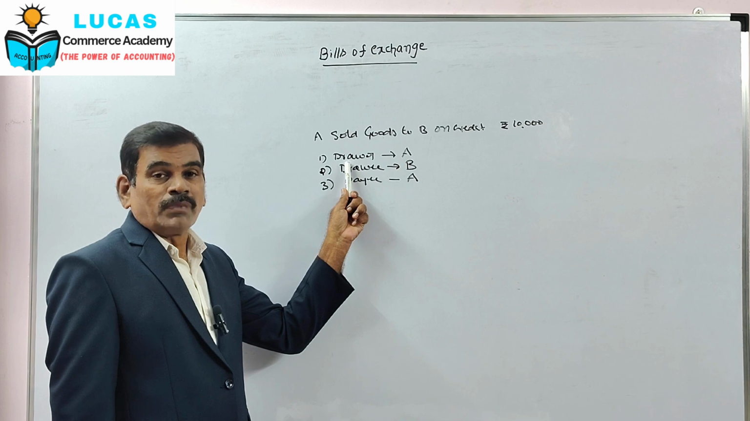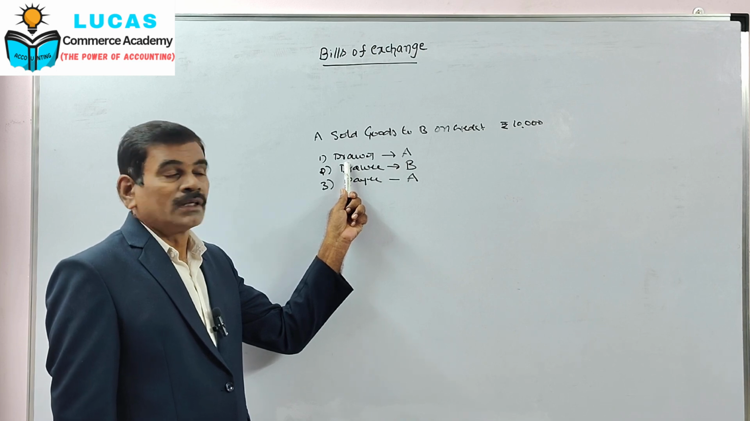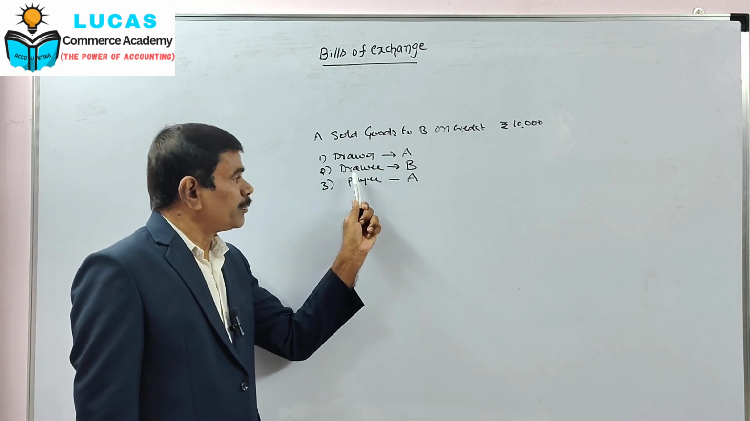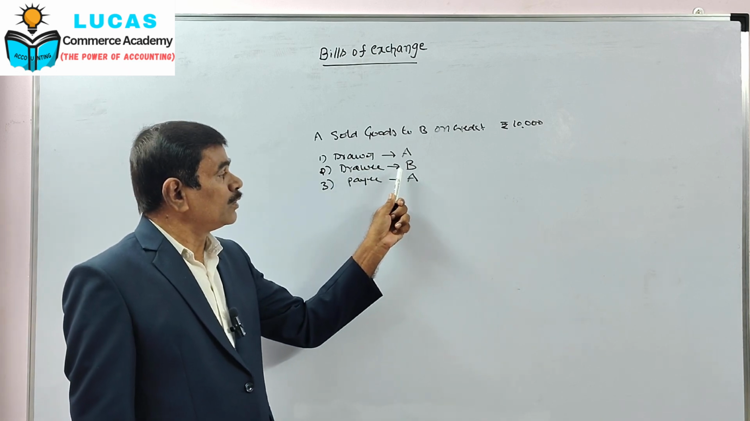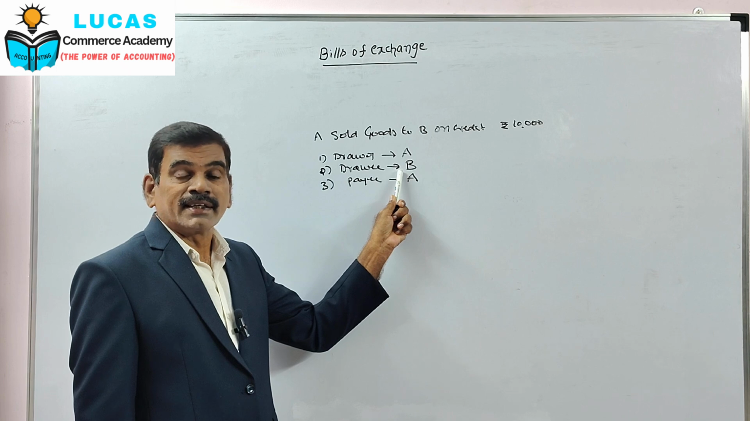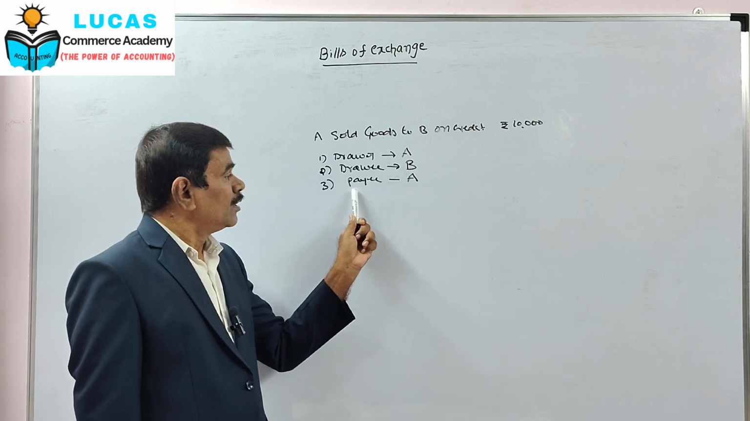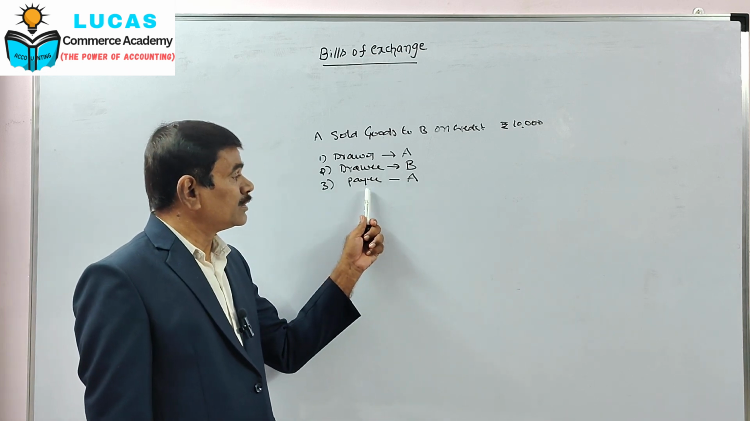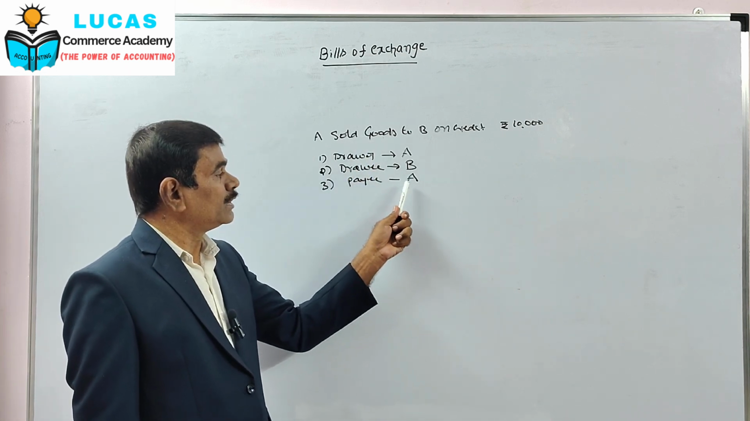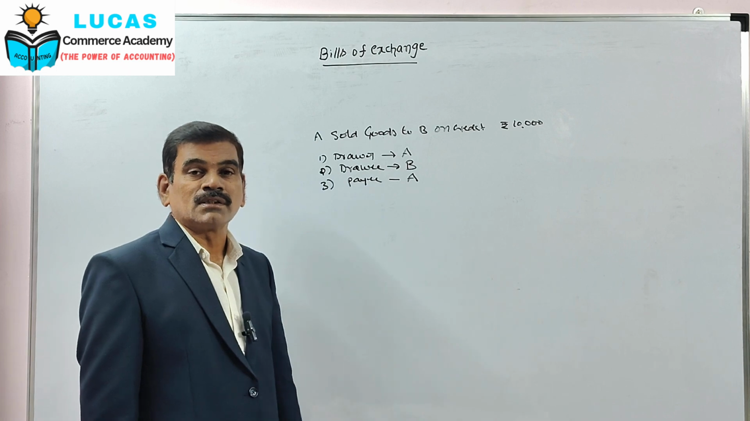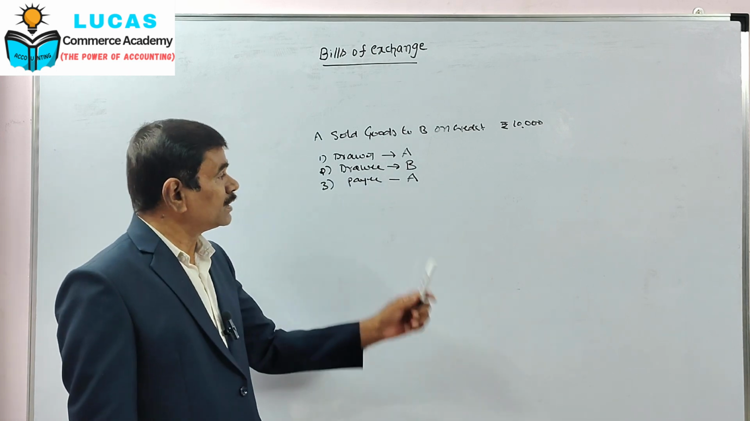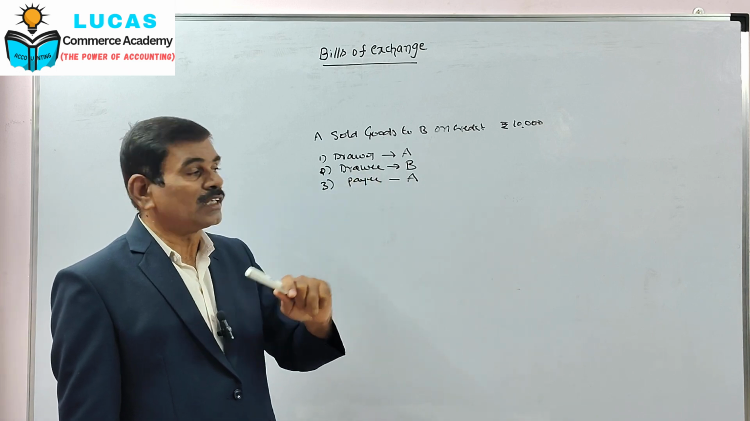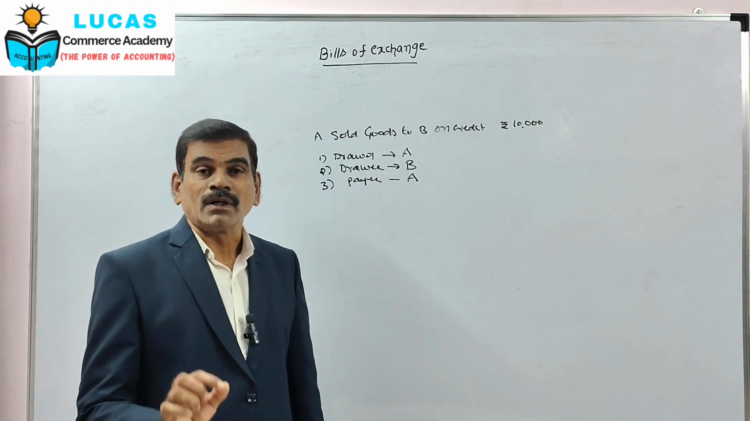The drawer is the person who makes the bill, the creditor or seller of the goods. Drawee, the person on whom the bill is drawn, is the acceptor or debtor. Payee is the person who receives the amount on the bill. In this example, A is the payee. In some cases, some other person may be payee. For example, Mr. A directs B to pay the amount to C. So here C is the payee.